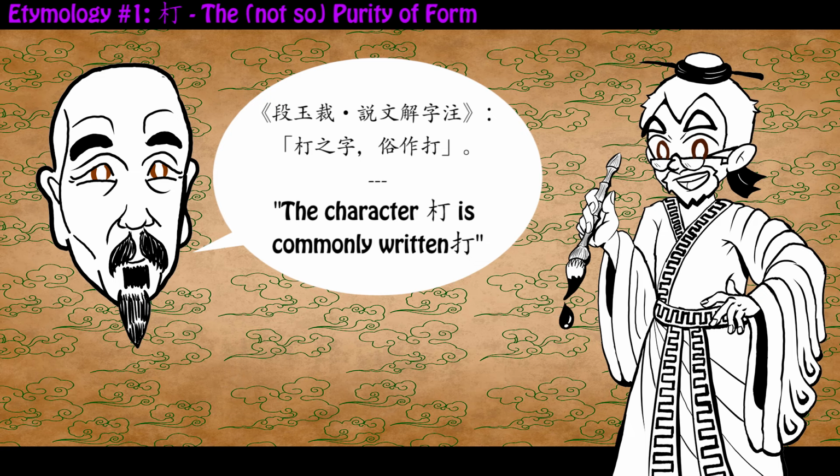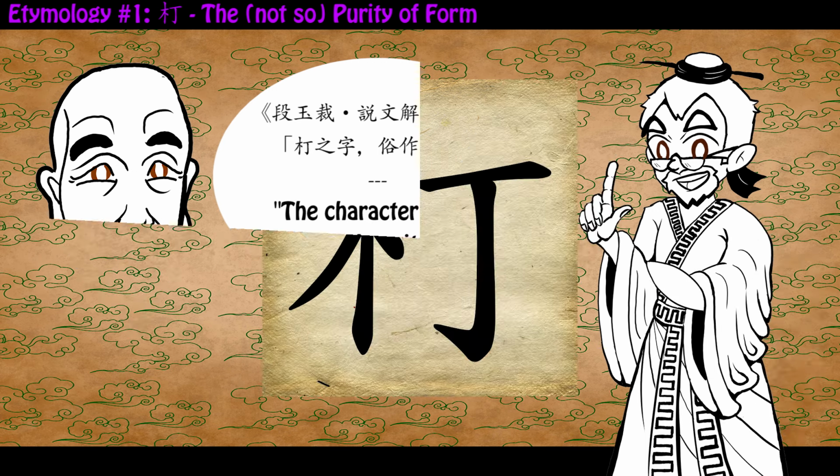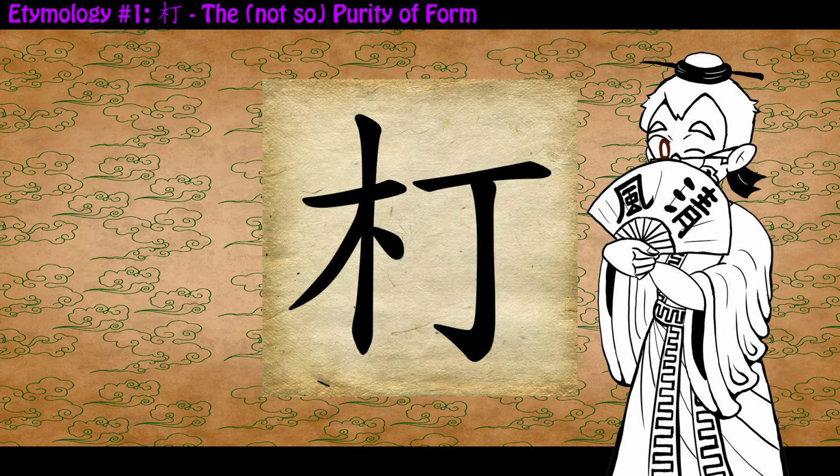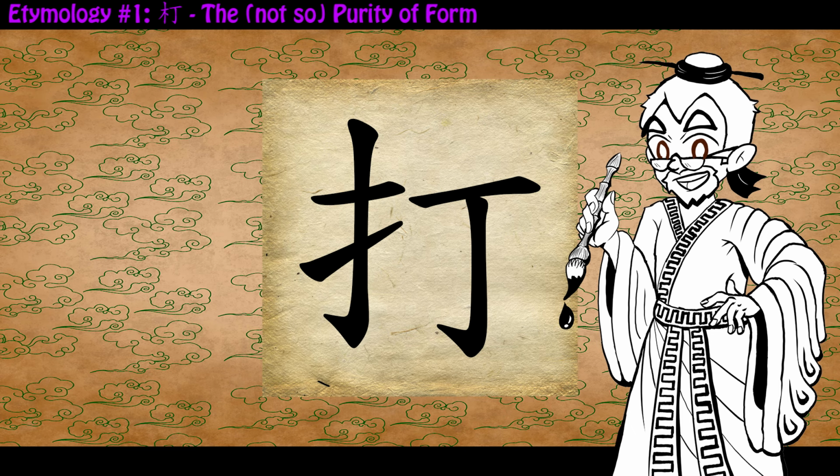Mr. Duan also helpfully confirms that cheng was commonly written with a tishoupang like the modern character da, which is what gives me the confidence to say, from behind the safety of my computer screen, that the modern character da is a derivation of the older cheng.